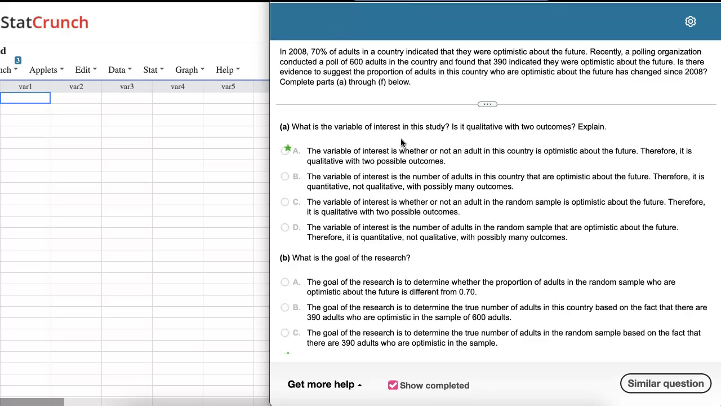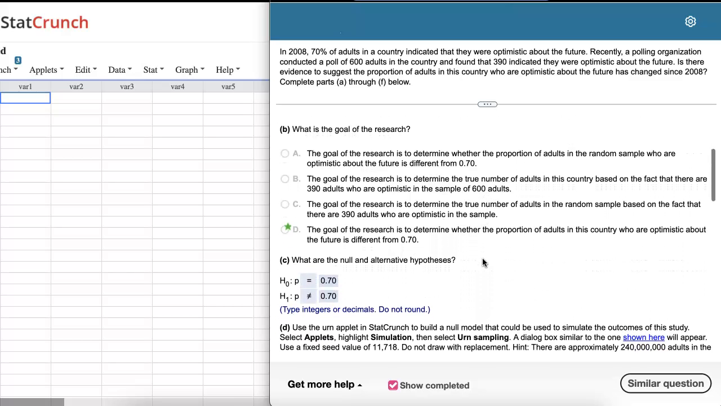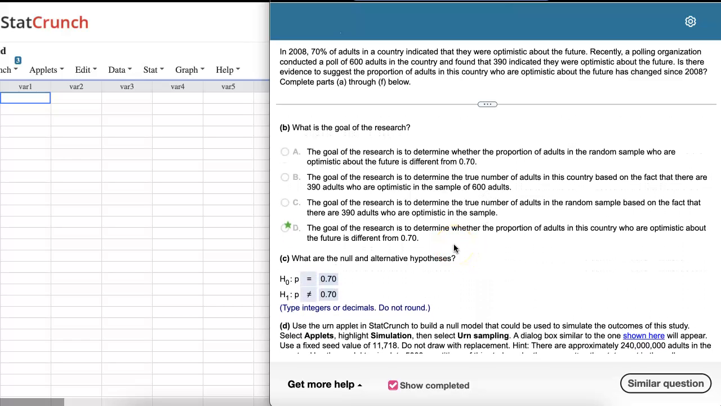So here our variable of interest is whether or not an adult is optimistic about the future. That's what they were being asked about up here. So therefore it's either a yes, they are optimistic, or no, they are not optimistic. So that is a qualitative outcome, 2 possible outcomes that are qualitative. So then the goal of the research becomes looking to see whether the proportion of our population in this country who are optimistic about the future is different from 0.7.